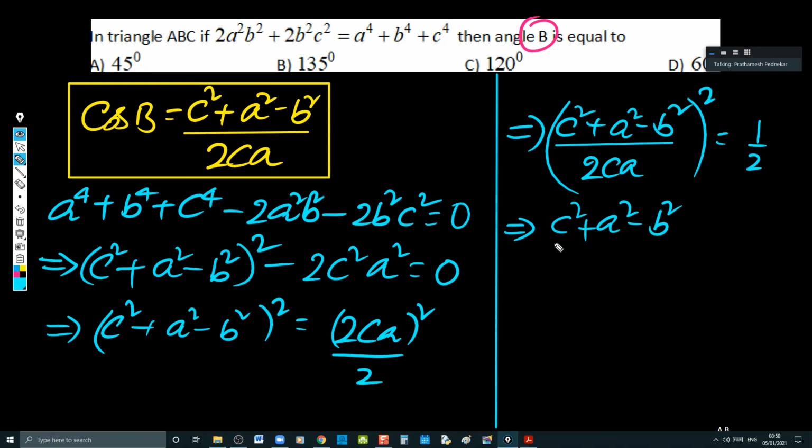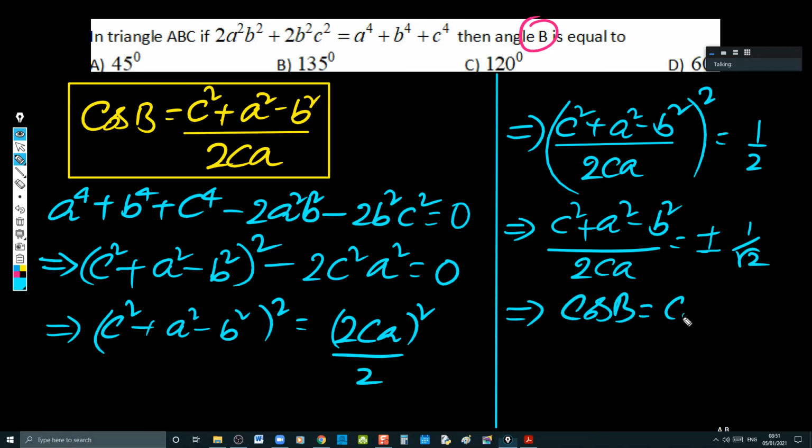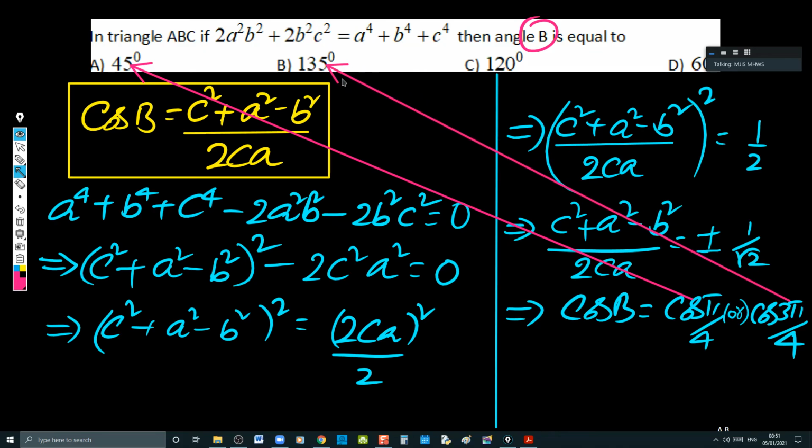This becomes plus or minus 1 by root 2, please. As Prathamesh is saying, it is 45, you should not miss that. Yes, minus. Cos pi by 4 or cos pi minus pi by 4, 3 pi by 4. Okay. So the angle B is 45 degrees or 135. One is 45, other one is 135. That's it.